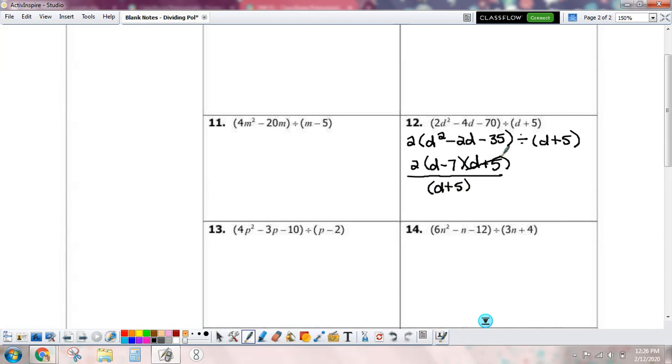And then I'm going to go ahead and cancel out those common factors right there. So now I'm left with 2 times parentheses d minus 7. And this is my final answer. Okay, so we have 2 more we're going to do.